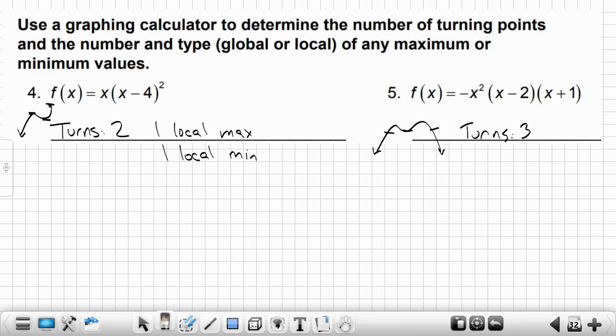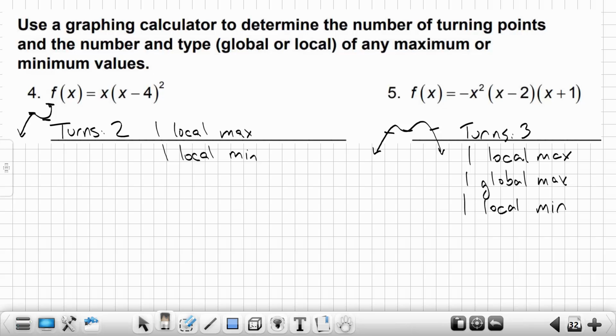1 local max, 1 global max. Why? Because one of these two is going to be higher than the other, so it's the global max. The other one's a local max. And then this minimum, there are plenty of points lower than it, so 1 local minimum.